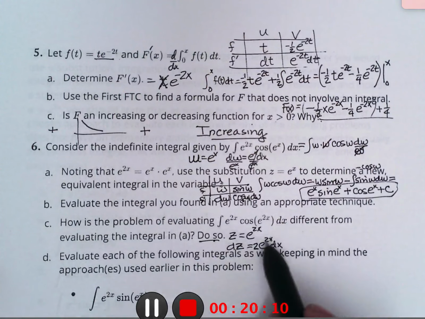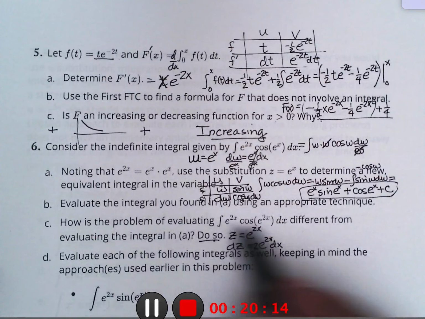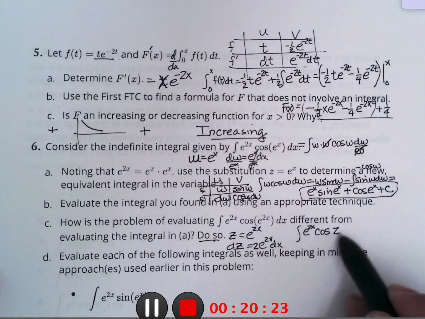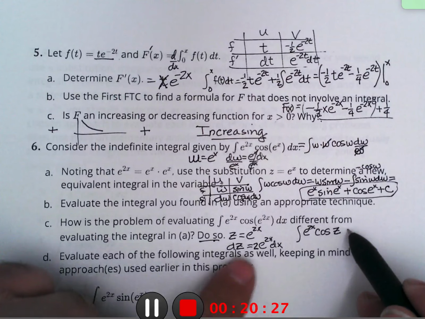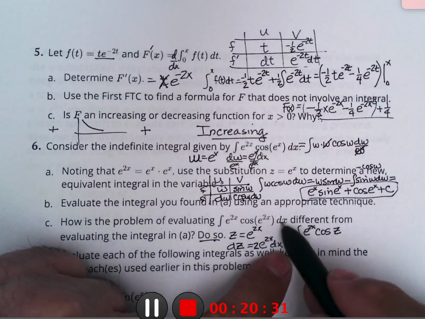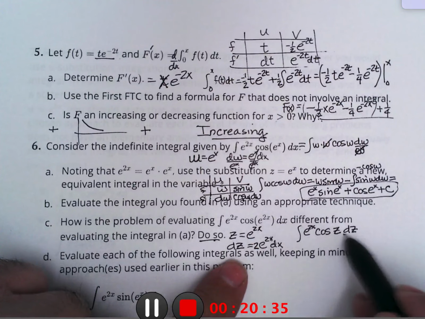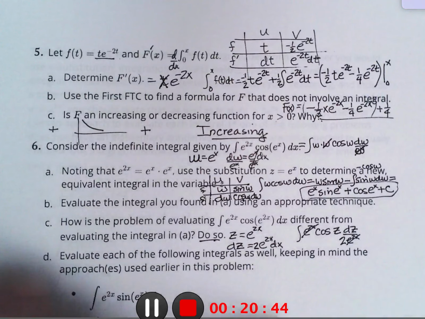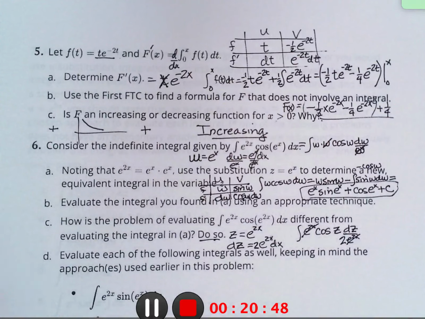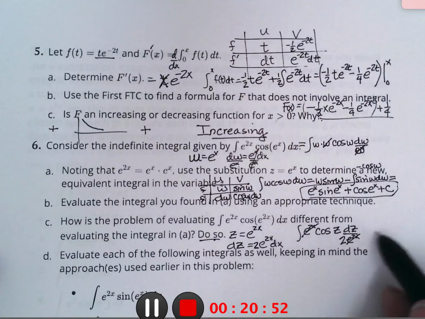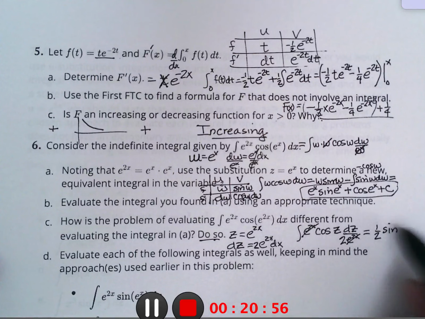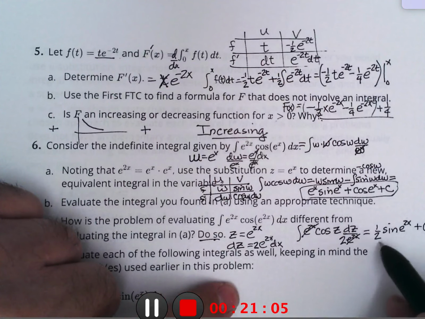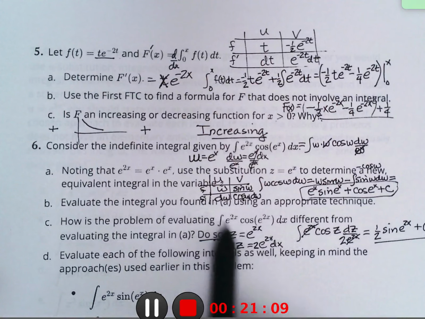So this would go under dz when I solve for dx. So this integral would become e to the 2x cosine of z, or z cosine z. But the dx here will be replaced with dz over 2z, or 2 e to the 2x, and the z's cancel, and we get 1/2 integral of cosine z. And the integral of cosine z is sine of z, and z was e to the 2x, plus c. So we didn't have to do integration by parts on that one, because that completely canceled out with that being the u sub.